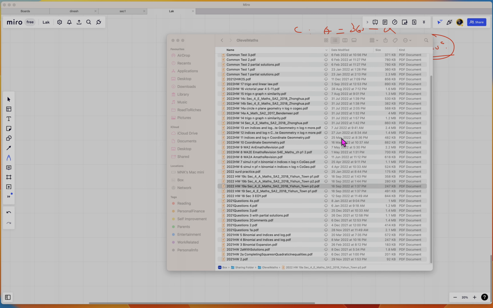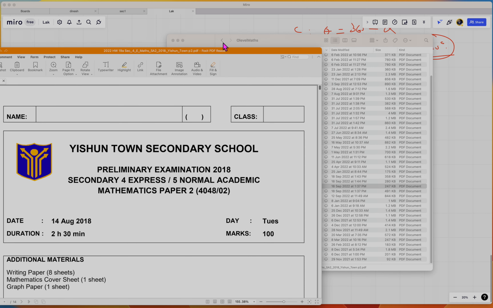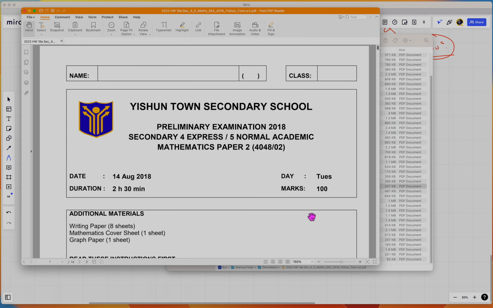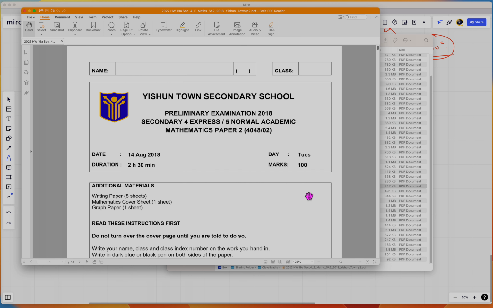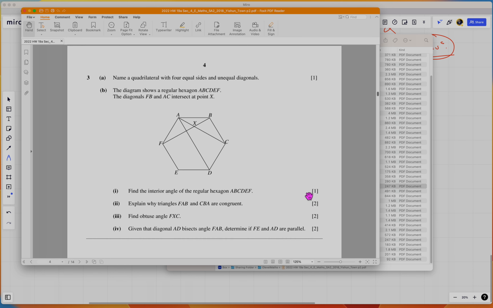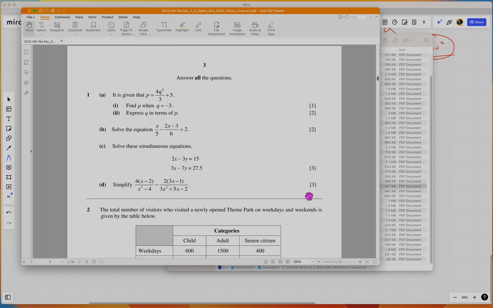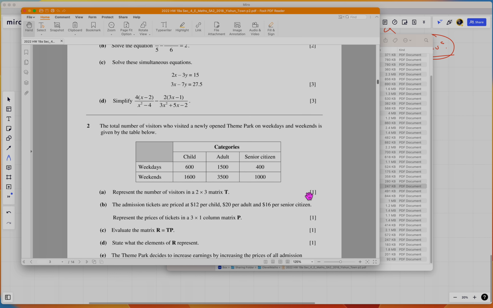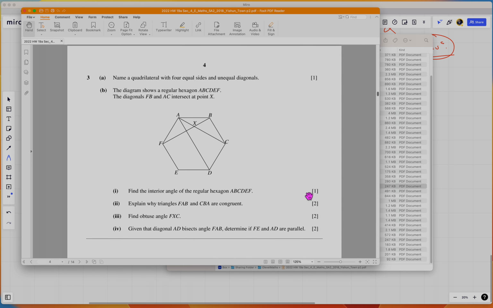This one, Yishun Town. Oh yeah, you know my teacher. He said that the exam is very easy. He said the exam is similar to the mock paper. Can you do your mock then? Yeah, it's very easy, the basic questions. Are you talking about E-math? Yeah. Oh, okay. I think E-math will be hard.